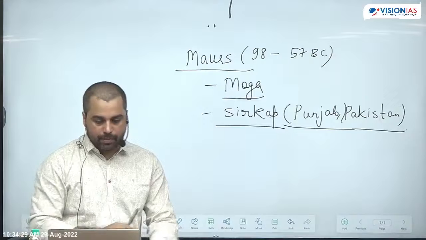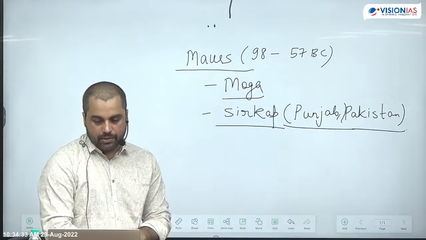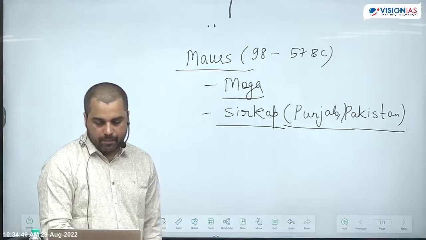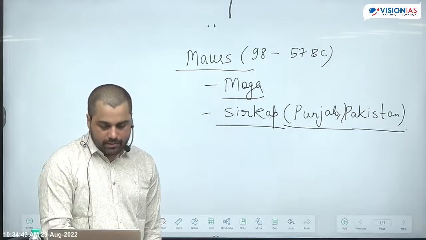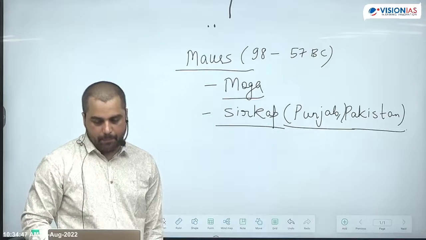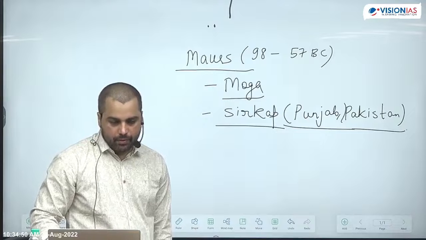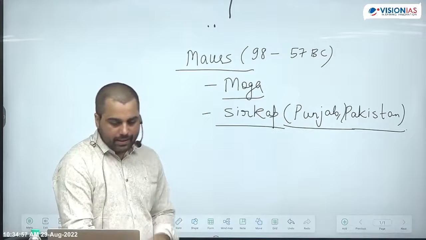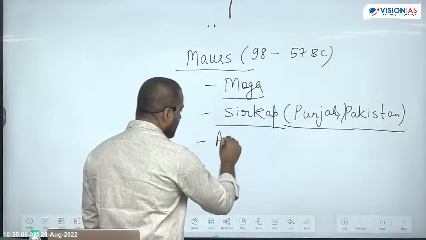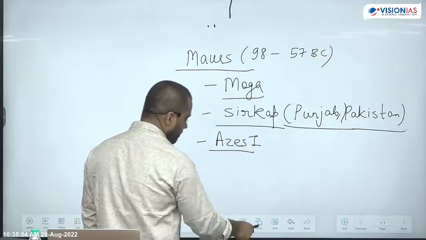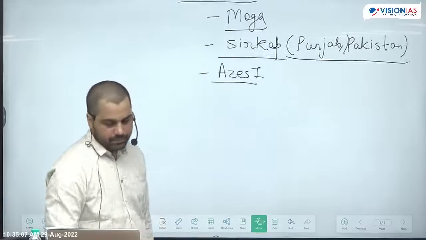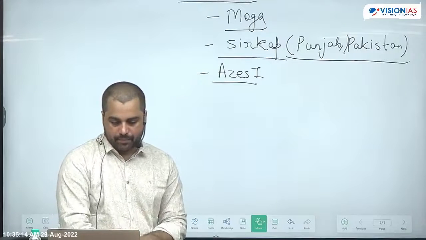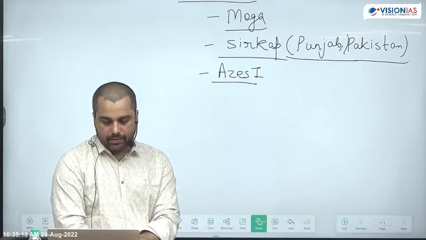Write down the coins issued by him contain both Hindu and Buddhist symbols. Write down his son Azes I. His son Azes defeated Greek kings and acquired their territory.